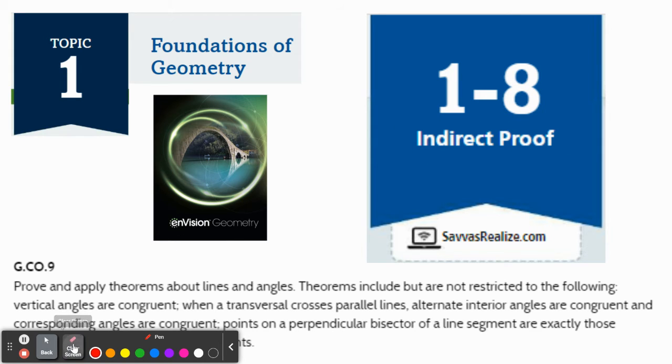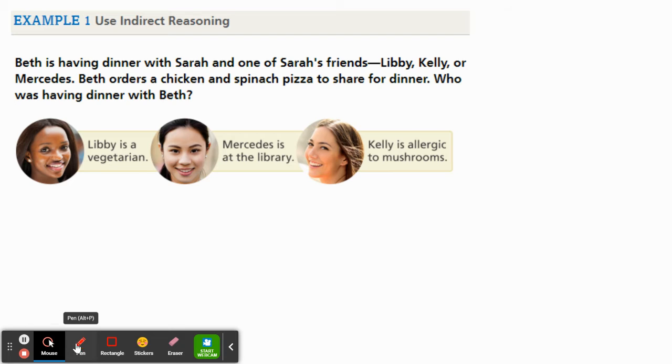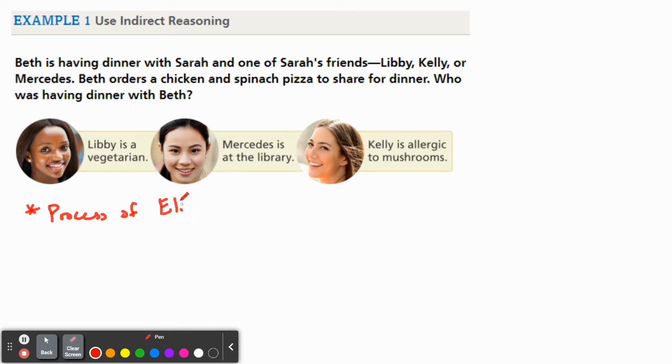Okay, so let's do an example here to get your mind thinking indirectly. It says Beth is having dinner with Sarah, one of Sarah's friends, Libby, Kelly, or Mercedes. Beth orders a chicken and spinach pizza to share for dinner. Who was having dinner with Beth? We have these three possible candidates for dinner. To do this, we're going to use what is called process of elimination, right? I'm sure you guys have used process of elimination sometime in your lifetime, right?